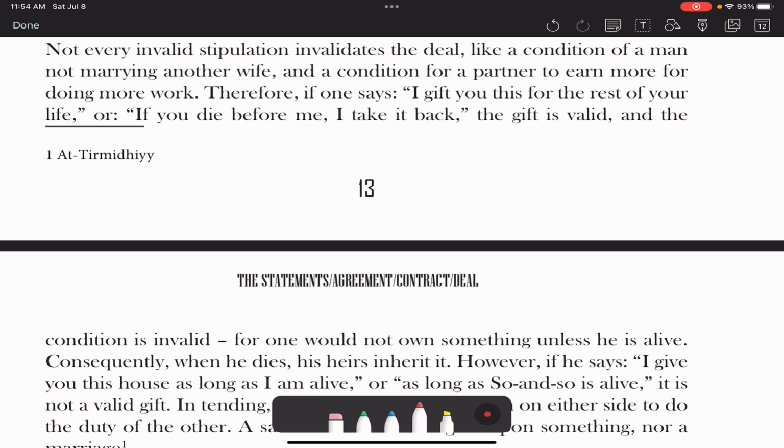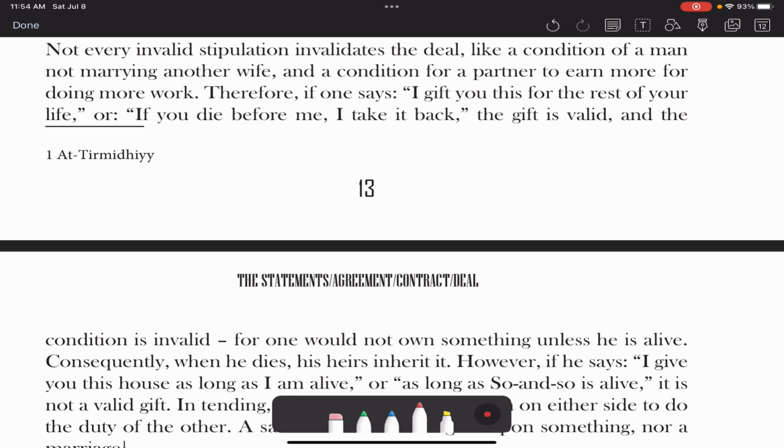In both of these examples I gave you, the gift is still valid. Whether the person said to you, I give you this gift for the rest of your life, this gift is still valid. Or if he said, I give you this gift, and if you die before me, it comes back to me. The gift is still valid, but the stipulation is nothing. And the reason why the gift stays valid here is because when the person says, I give you this gift for the rest of your life, that's just like saying, I give you this gift. Saying for the rest of your life is not going to have any bearing.